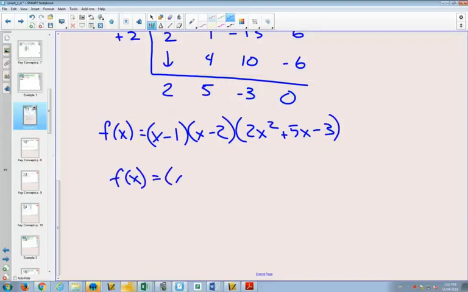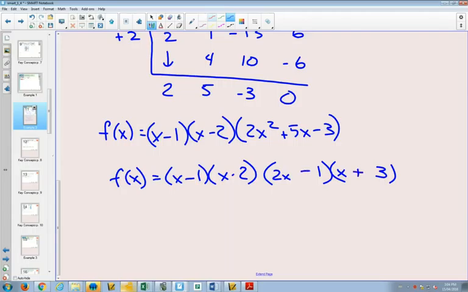And once you get to a quadratic, you can just factor that using your old techniques. It has to be 2x and x. If I want a plus 5 and this has to be negative, I'm going to make my outside plus 6, my inside minus 1. That gives me plus 5, and it still makes my last term negative.